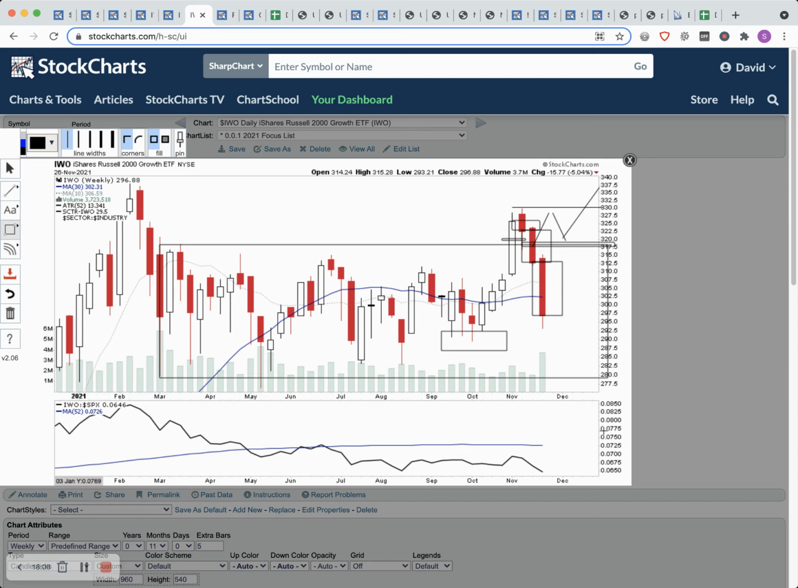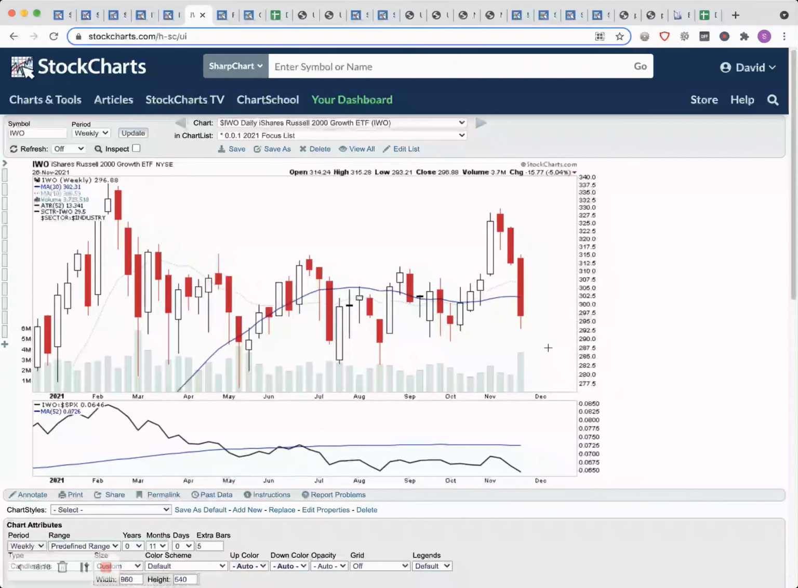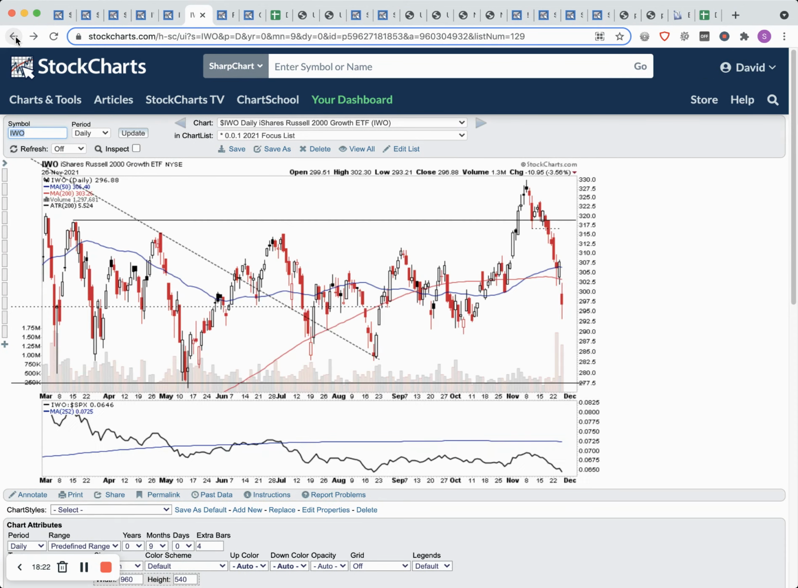So that's actually the opposite of what we want to see, and it was on heavier volume here. See this volume, it's much heavier than we had on the previous weeks. So this is actually looking pretty negative at the moment in the IWO. So let me get back to the daily on this.